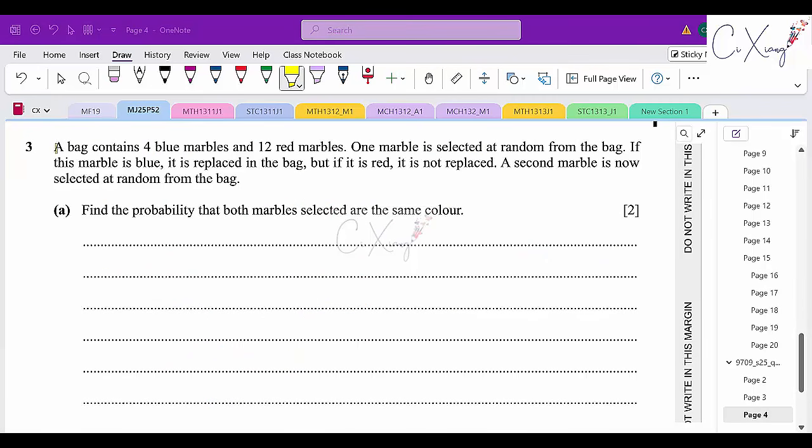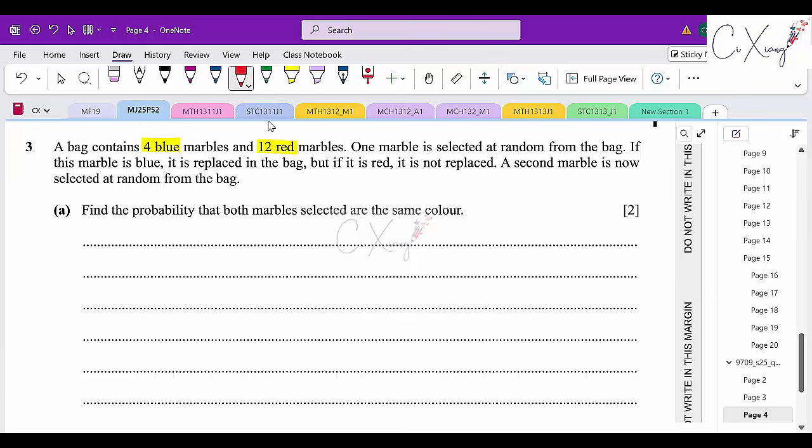Question number 3. A bag contains 4 blue marbles and also 12 red marbles. Then 1 marble is selected from the bag. If the marble is blue, then it is replaced in the bag. But if it's red, then it is not replaced. Then we take out a second marble from the bag again. Find the probability that both marbles selected are the same color.